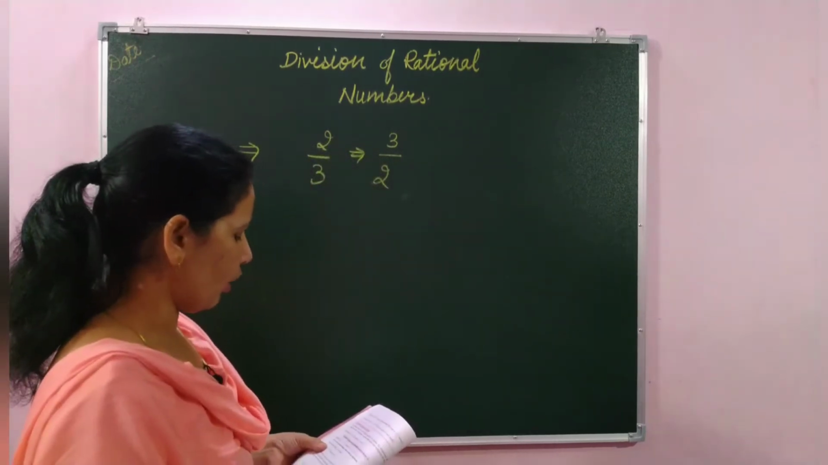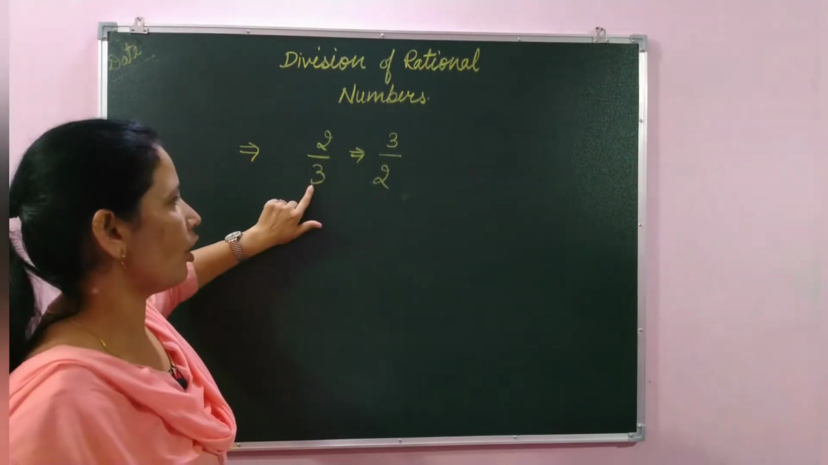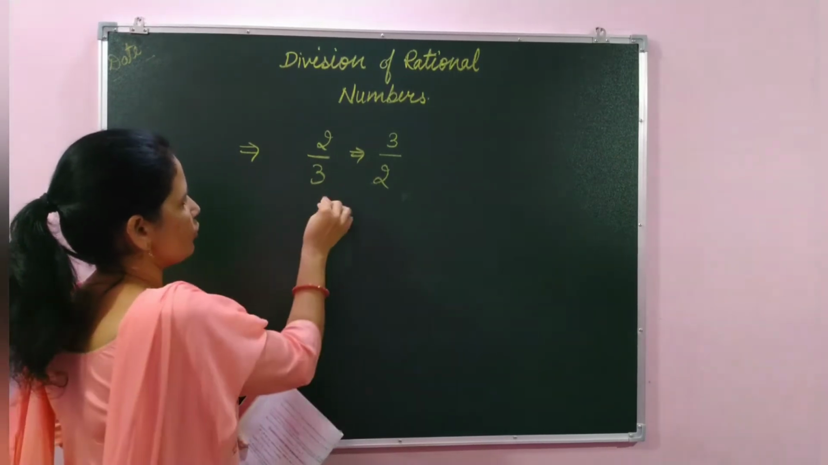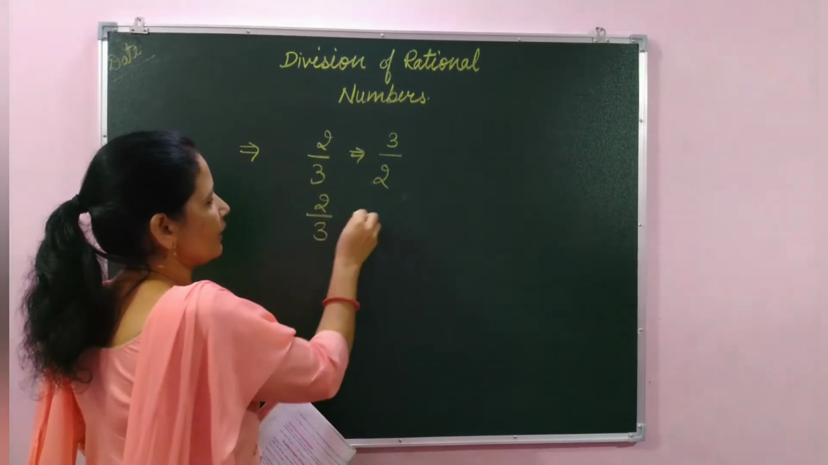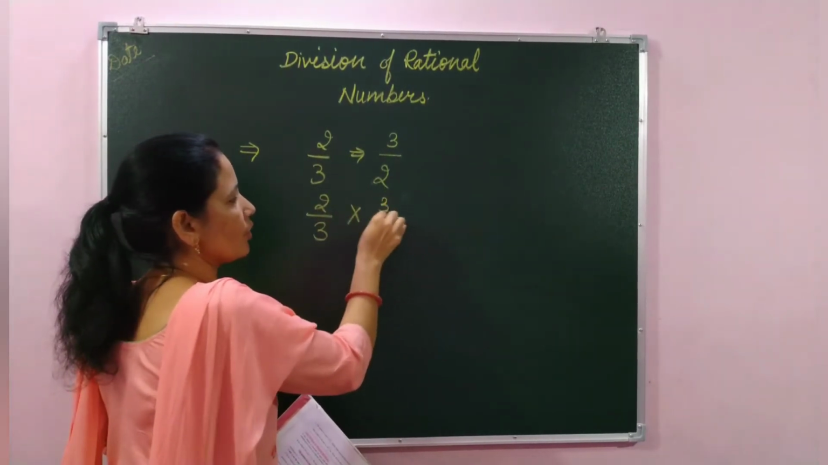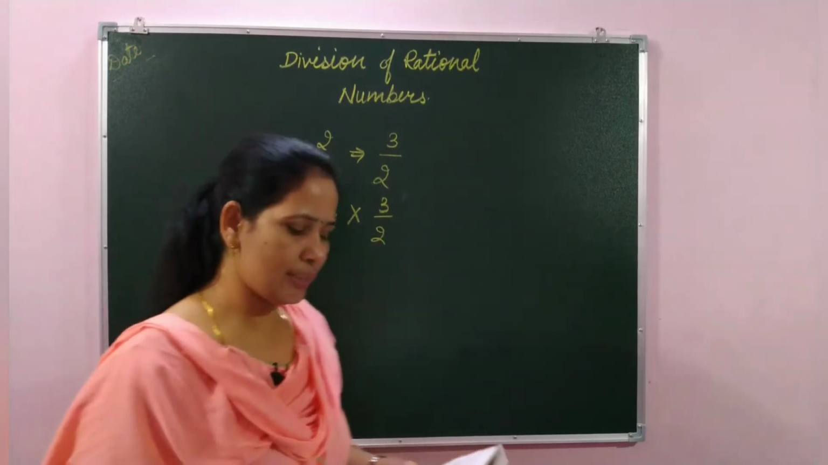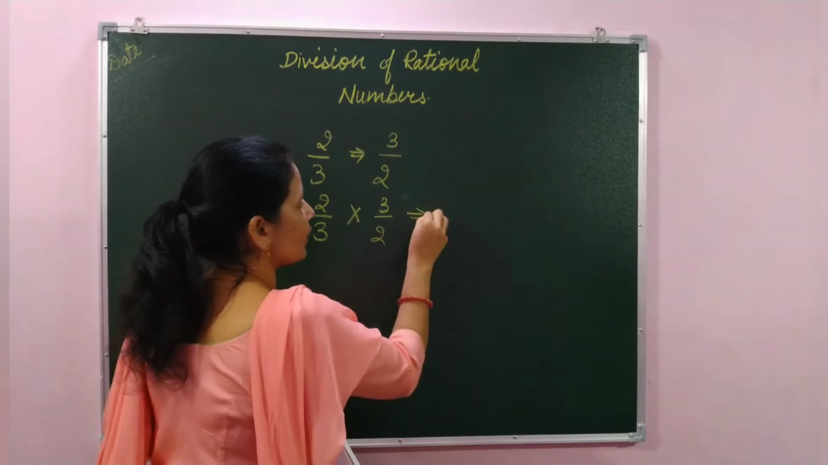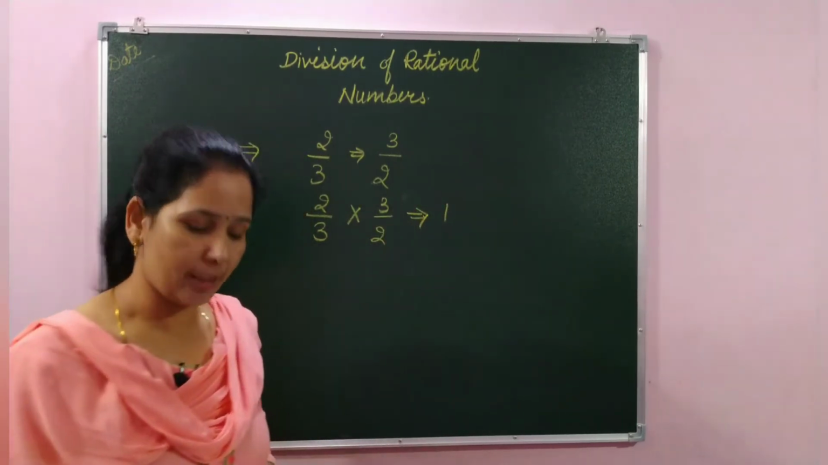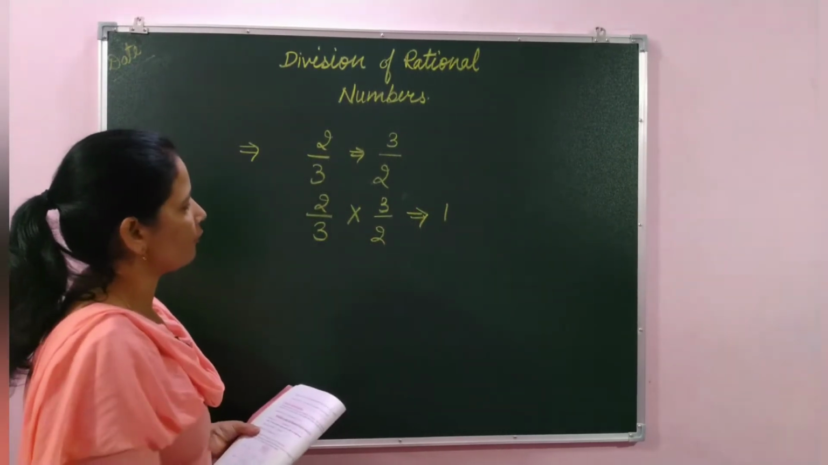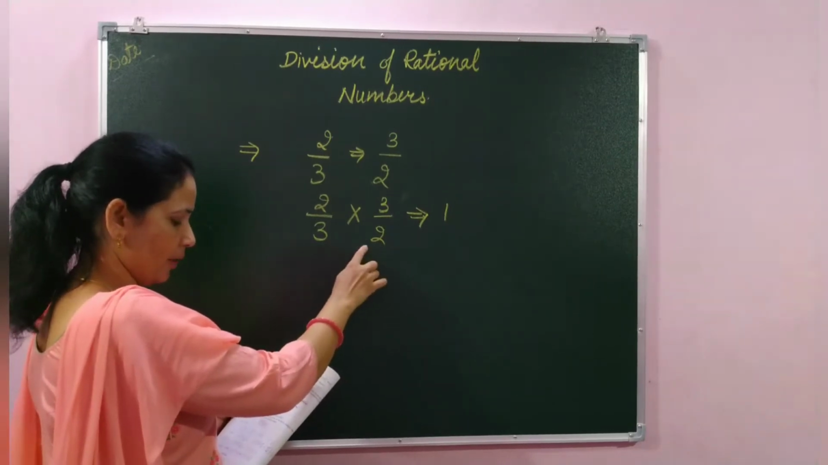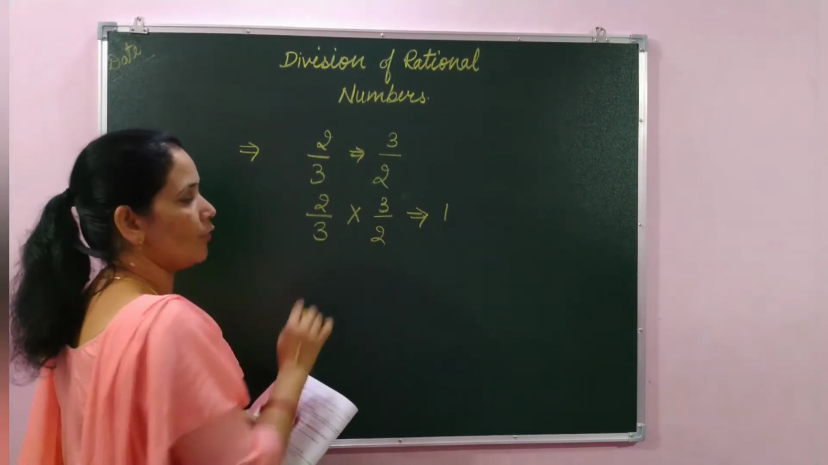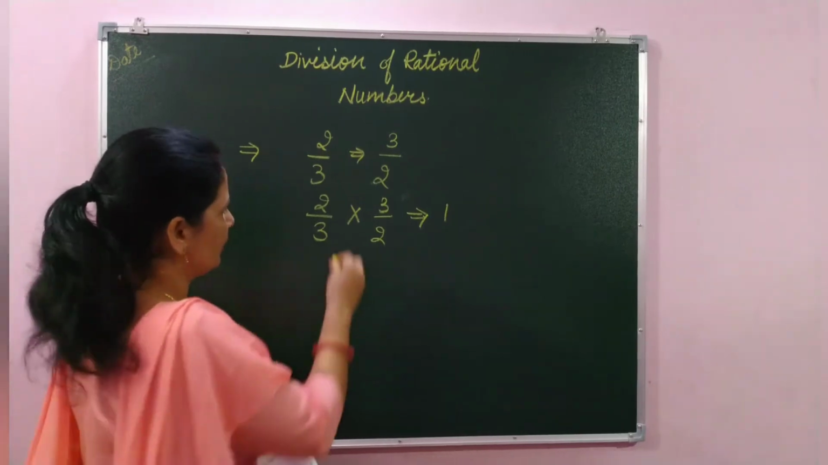So the product of the number 2 by 3 and its reciprocal, that means 3 by 2. So students, the product of a number and its reciprocal always gives the answer 1. So I can repeat it again. The product of a number and its multiplicative inverse is always 1. How is it 1? Check now.